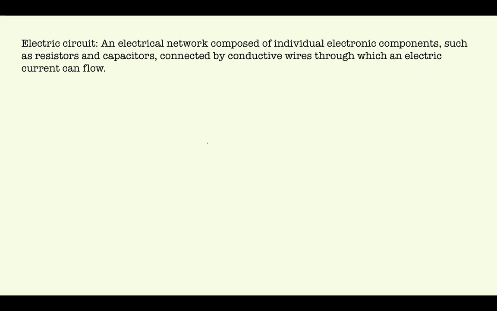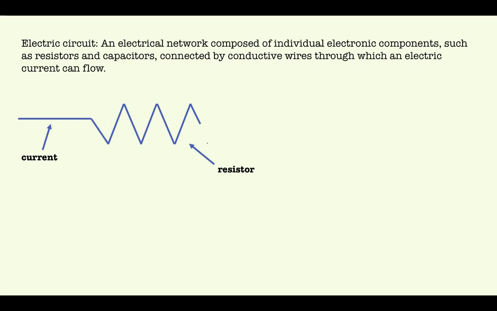Now I want to draw out a simplified version of what an electronic circuit would look like using a resistor and a conductive wire through which our current will flow in order to visually demonstrate this process. So to start off, we have this line, which represents our current. Then the zigzag line, which represents our resistors, and then it ends with our current.